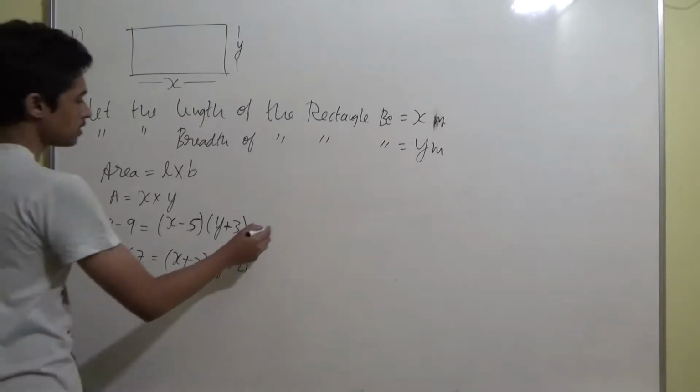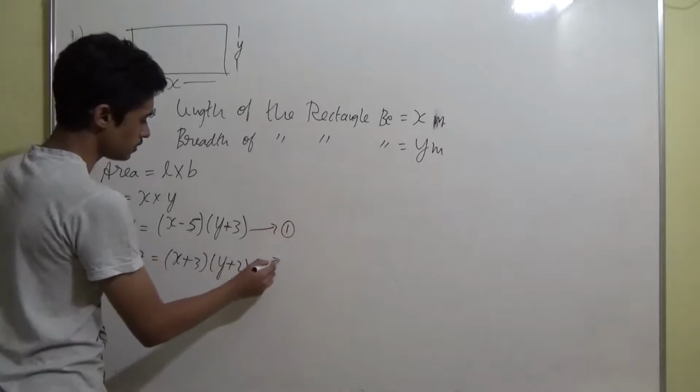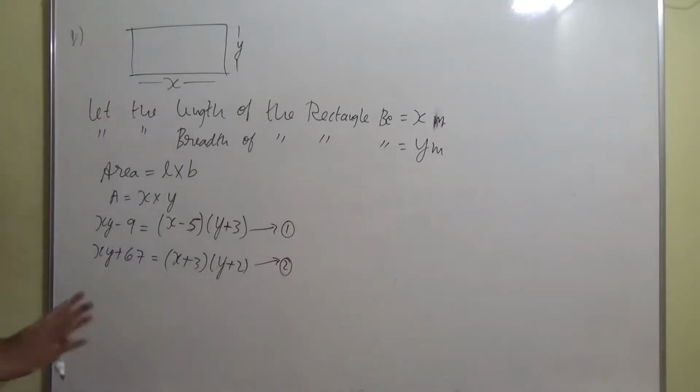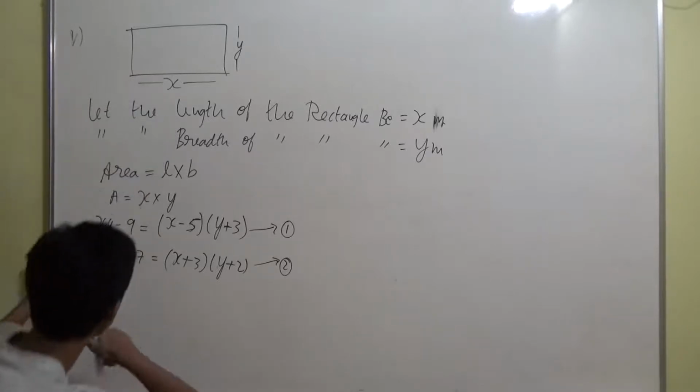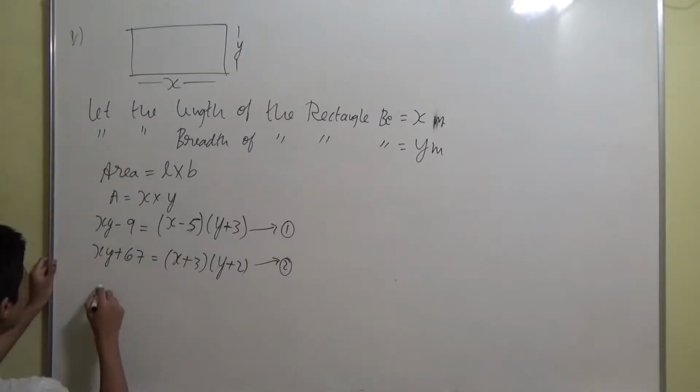So these are the two equations, guys. Equation 1 and equation 2. If you solve these two equations, you'll get the value of x and y. Now solving this is the challenge. We have to just expand it and then see what the equation reduces to. Let's start expanding, guys. I'll expand equation 1 here.